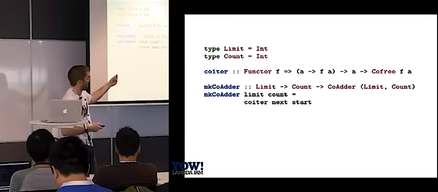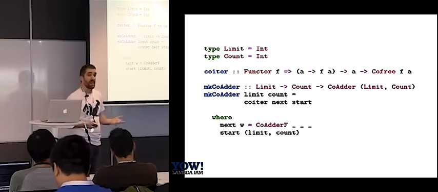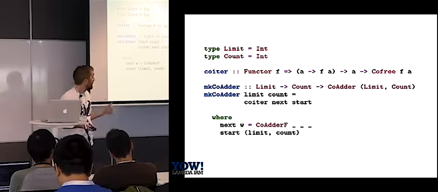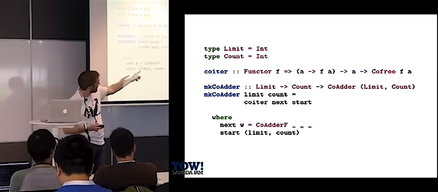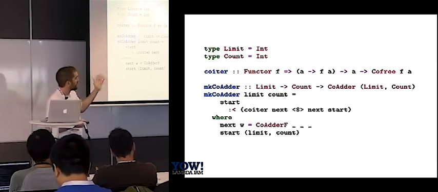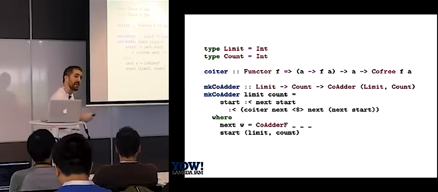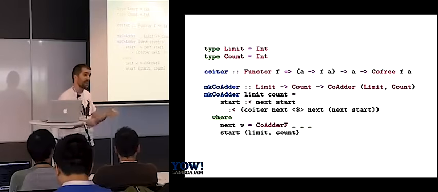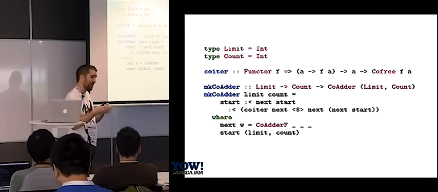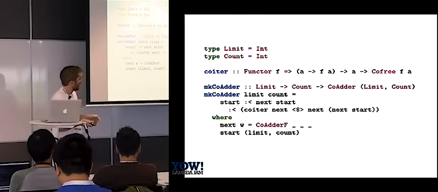So we'll just call the function next and the initial value start, and start will just be our limit and our count to begin with. Next has to return our functor, so it's a co-iter of f. And co-iteration is just going to start with the start value and then next of start and so on. It lazily builds a big infinite tree that will just keep handling things, and we just have to specify how we get from one level to the next.